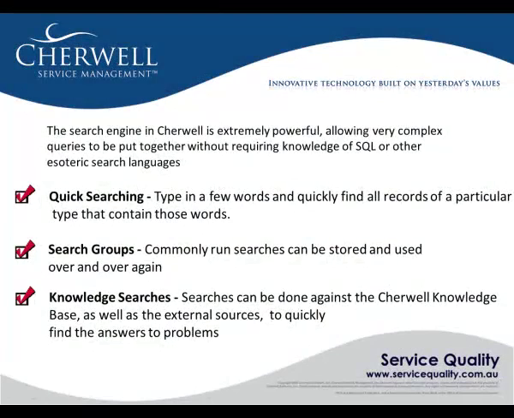So that's a very quick overview of the searching capabilities within Cherwell Service Management. The key point to remember is Cherwell does the work for you. You don't have to know complex SQL queries or complex search strings. The relationships, the tables and the fields are all built for you, ready for you to build your searches. So the three main search methods in Cherwell are quick searching, search groups and knowledge searches. Quick searching allows you to type in free text words on any object or within any process, and Cherwell will bring back those results for you using the indexing.